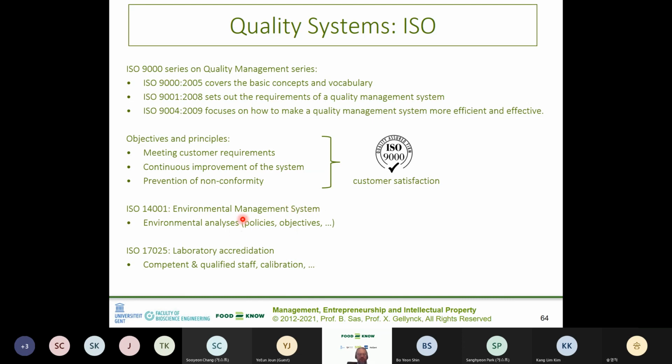And then a specific category is ISO 17000, that's for laboratory accreditation. So that's very much linked to services and analysis. So it's monitoring training of staff, competencies of staff, calibration programs of the equipment that you're using, and so on and so forth.